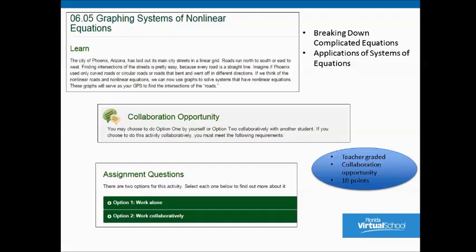6.05 is graphing systems of nonlinear equations. This is a teacher-graded assignment and also an opportunity for students to be able to collaborate with another student. In this lesson, students learn breaking down complicated equations and applications of systems of equations. The assessment for 605, as stated earlier, is a teacher-graded assessment, and it's worth 10 points.